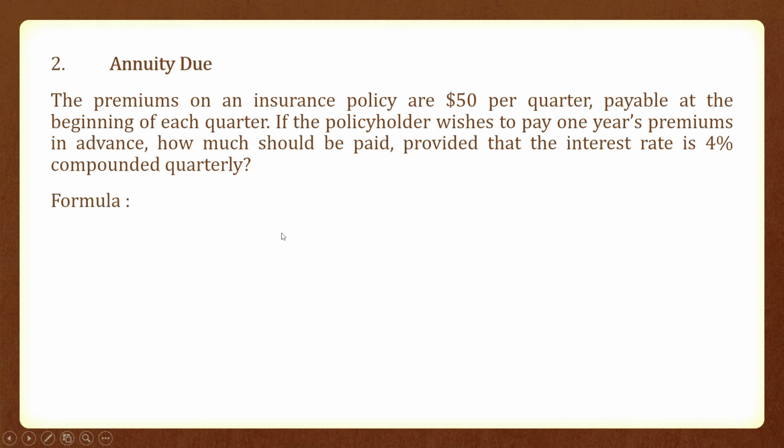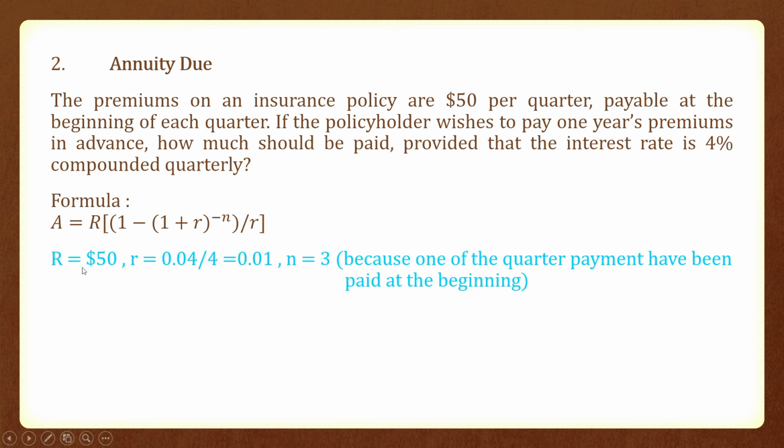So the formula we use is this, and then we have to find the information. We have capital R, which is $50. We have small r, which is 0.01. How can we get 0.01? Because the question said compounded quarterly. Quarterly means 4, so 0.04 must be divided by 4. And then we also have n, which is 3. Why 3? Because one of the quarterly payments has been paid at the beginning.